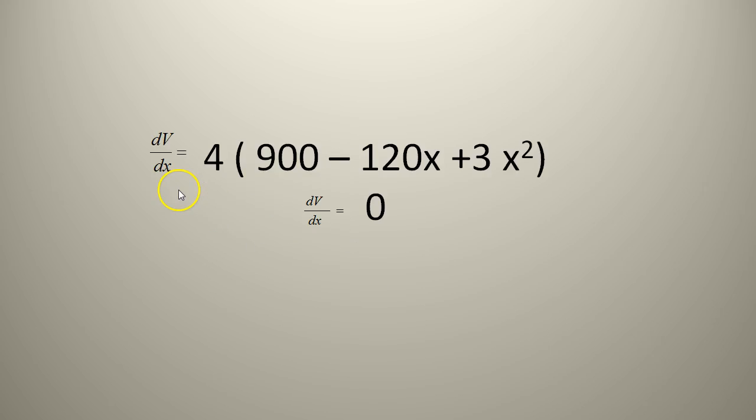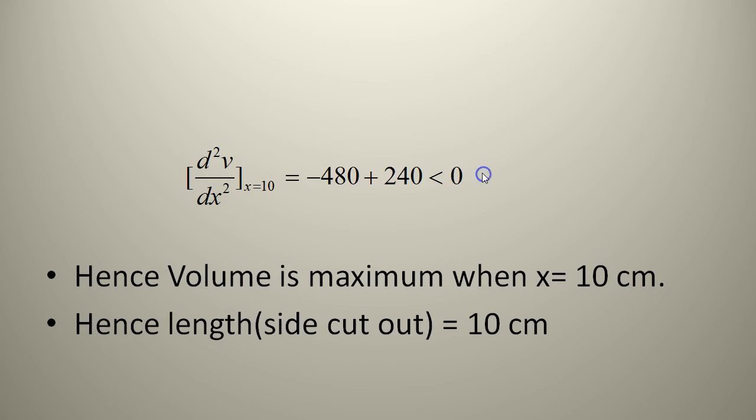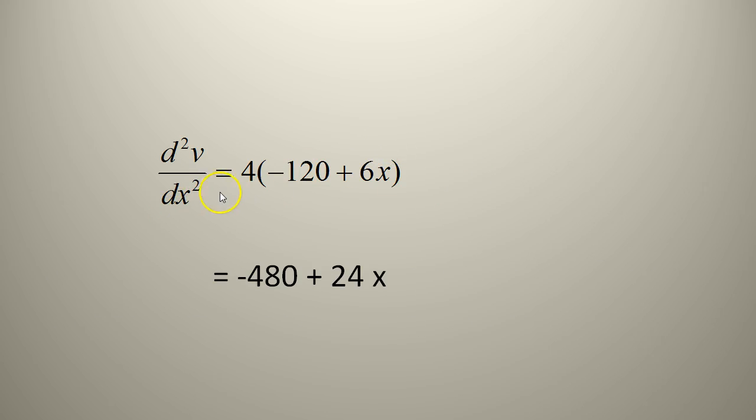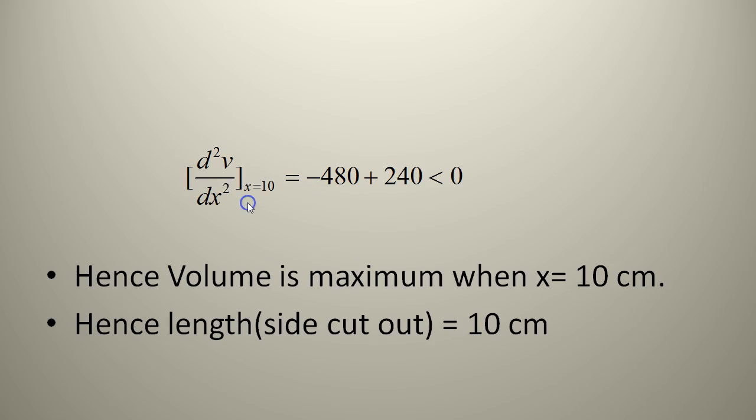dv by dx is 4 into 900 minus 120x plus 3x squared. So if I take the second order derivative of this, derivative of 900 is 0. Derivative of minus 120x is minus 120. Derivative of 3x squared is 6x. So we get d2v by dx squared will be 4 into minus 120 plus 6x. That would be minus 480 plus 24x when you multiply by 4.